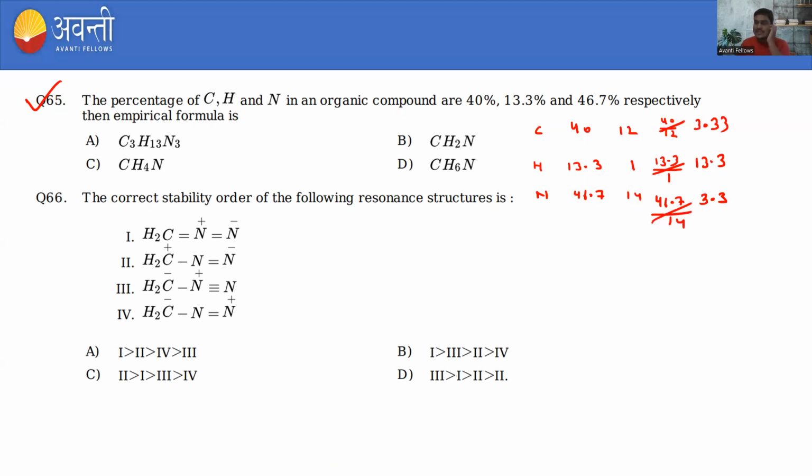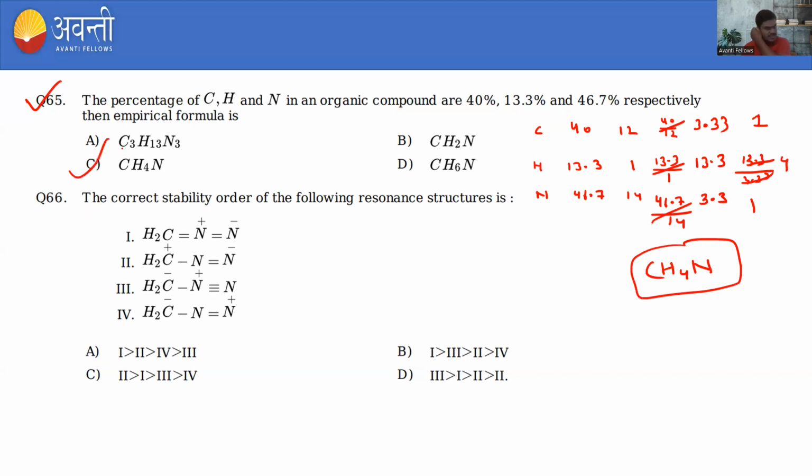So in this, two values are the same. We always select the lower value and divide the whole equation by it. So always select the lower value. So in this question two values are the same, so no worry, just select either of them, not a problem. So just divide by them, so it comes out to be 1, 13.3 divided by 3.3 comes out to be 4, and this is again 1. So the formula is C1H4N. So this is the formula CH4N.